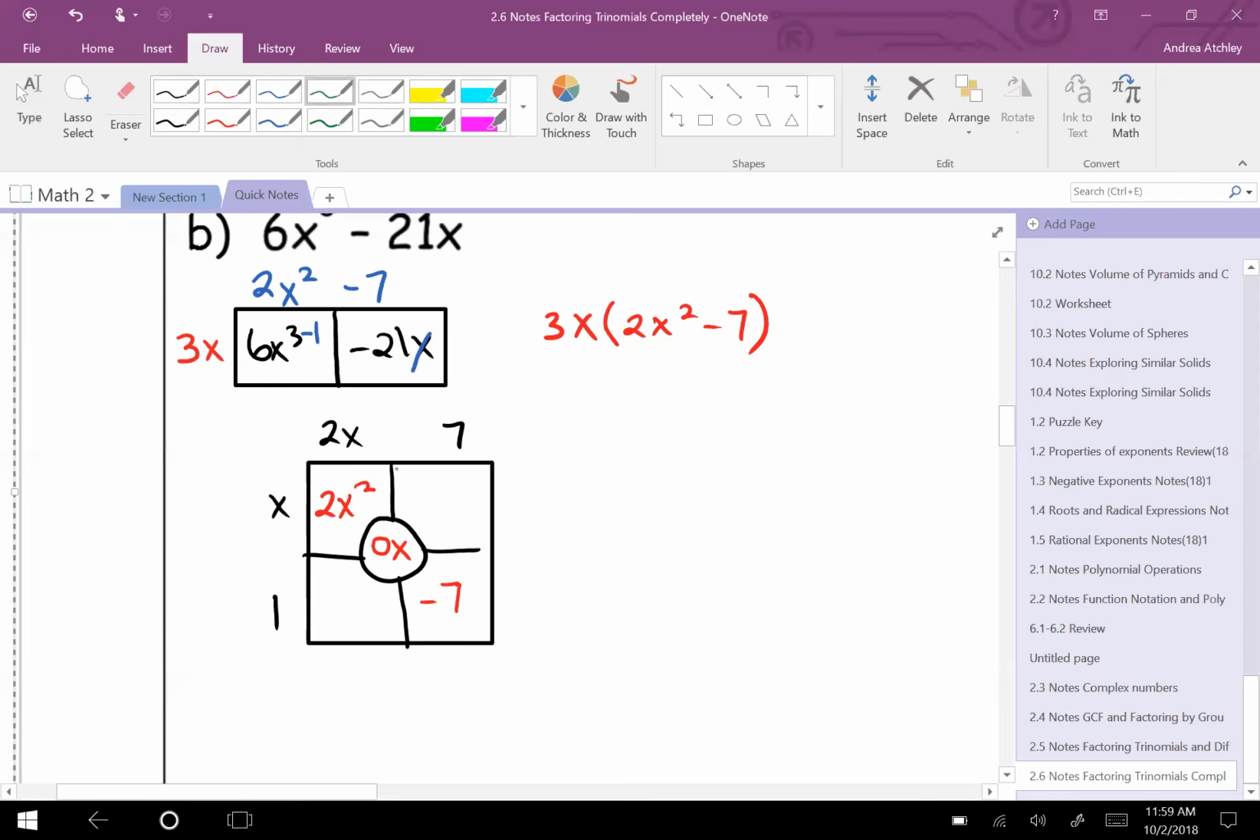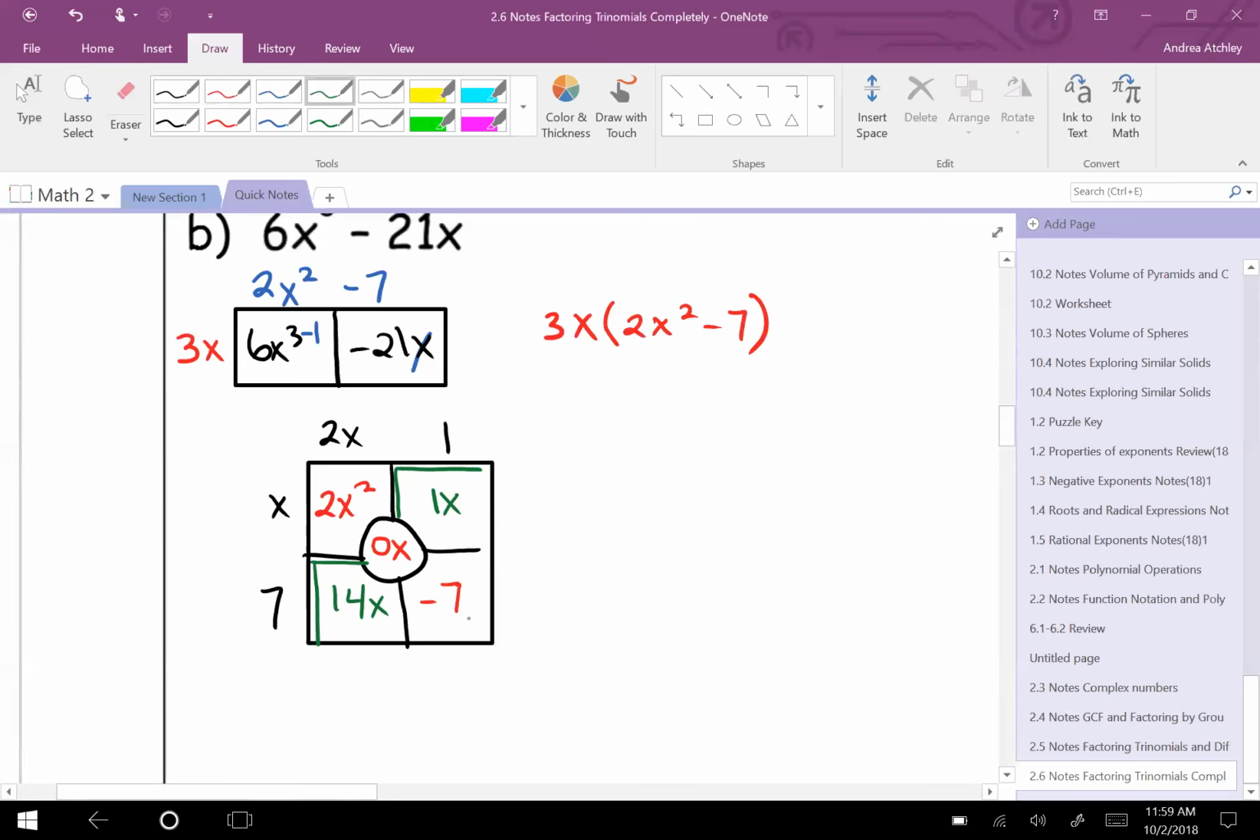So now we're going to check. 7 times x is 7x. 2x times 1 is 2x. Or sorry, 2 x's. 2 times 1 is 2, just so you know. Now, they should be opposite signs. So if I subtract them, do I get 0? No. Okay, let's see if I switch them. If I put the 7 here and the 1 here, will that help me at all? Let's check it. X times 1 is 1x. 2 times 7 is 14x's. That didn't help at all, right?